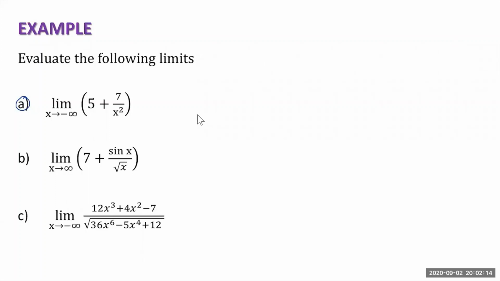Now let's look at some examples. Calculate the following limits. In these three examples, we have to find the limit as x approaches infinity or negative infinity. Let's begin with part A. In part A, we are asked to find the limit as x approaches negative infinity of 5 plus 7 over x squared. When I say x approaches negative infinity, it's a very large negative number.